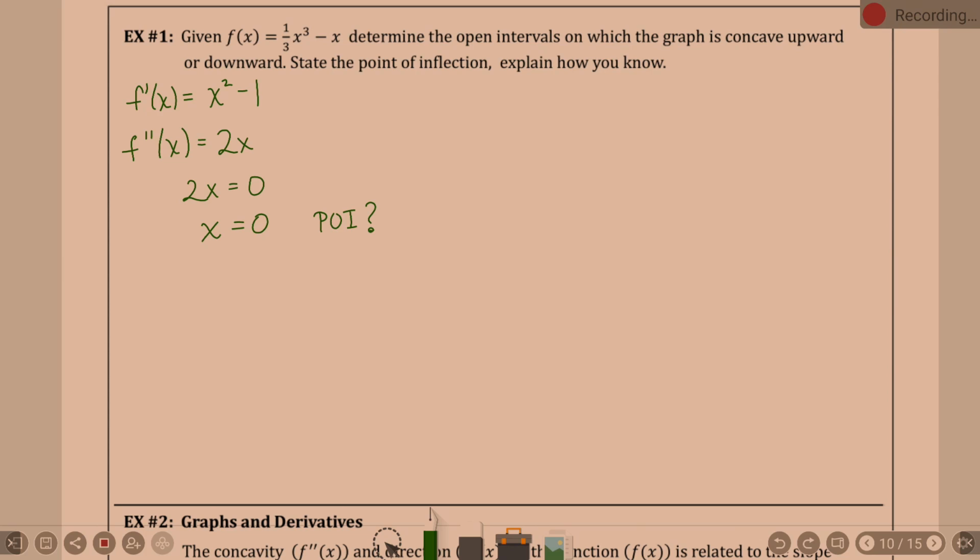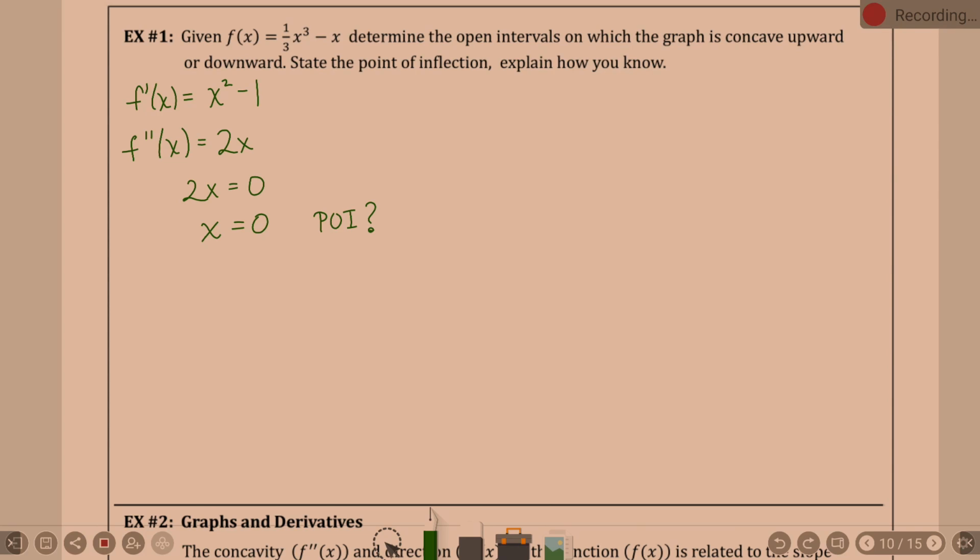Okay, inflection point. But you usually see POI, point of inflection. Maybe that's because I just realized as I said it out loud how bad that sounded. But anyways, when I said IP... After I said it, I was like, maybe that's why they don't use IP. I don't know.